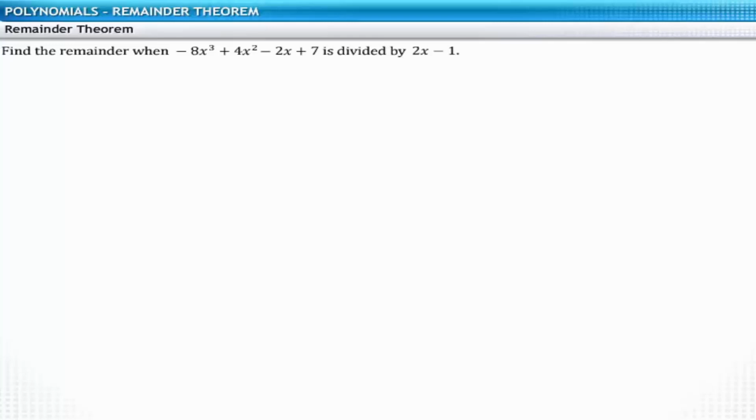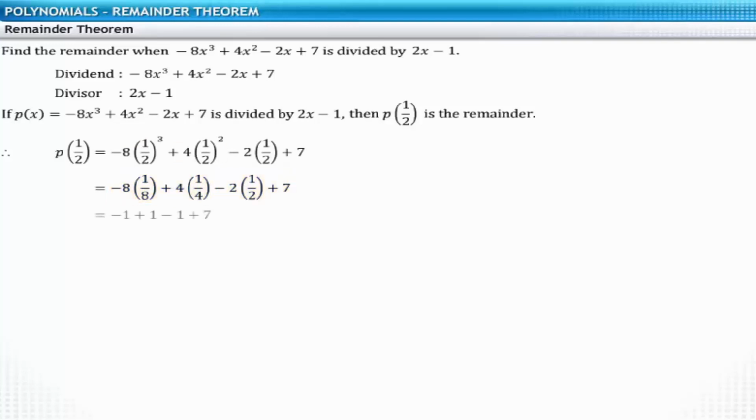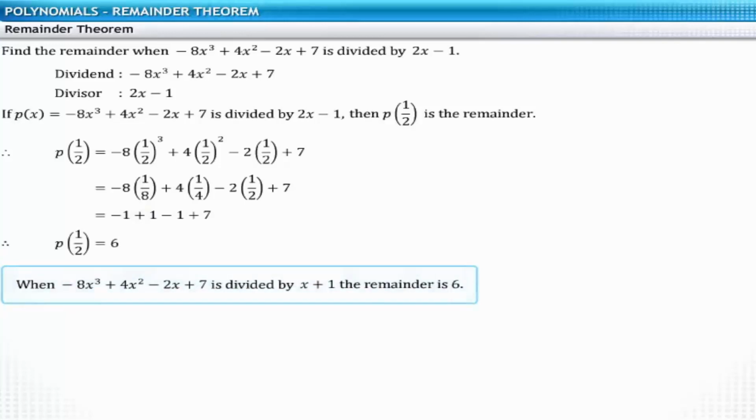In the next problem, you need to find the remainder when a linear polynomial 2x minus 1 divides another polynomial minus 8x cubed plus 4x squared minus 2x plus 7. As given in the problem, the dividend is equal to minus 8x cubed plus 4x squared minus 2x plus 7, and the divisor is equal to 2x minus 1. According to the guidelines provided, if P of x is a polynomial in x and P of x is divided by ax minus b, then the remainder is P of b divided by a. Therefore, in this problem, the remainder is P of 1 divided by 2. If you replace x with 1 divided by 2 in the polynomial P of x, you get the remainder is equal to 6.